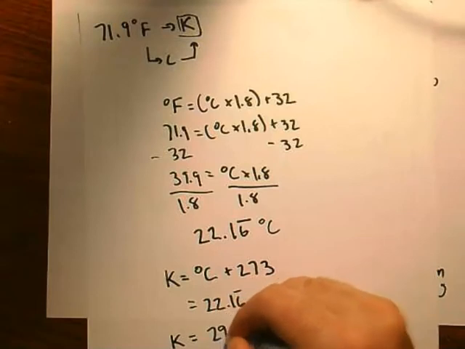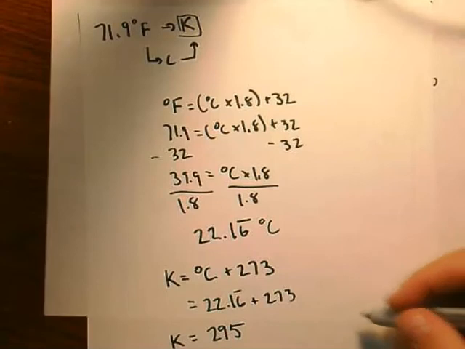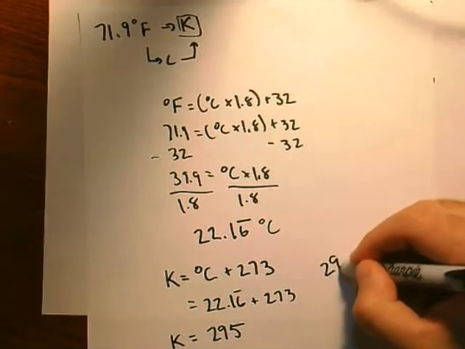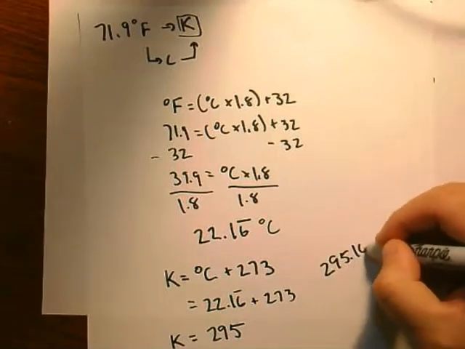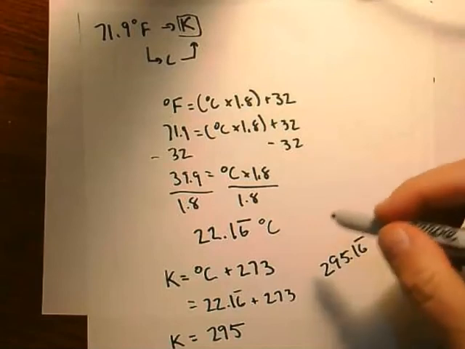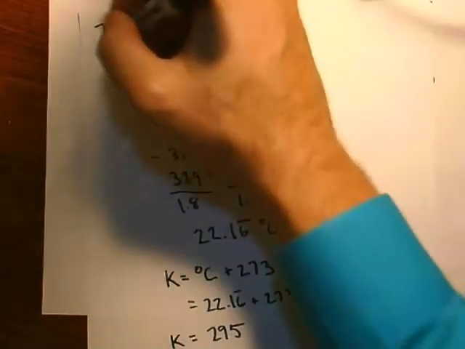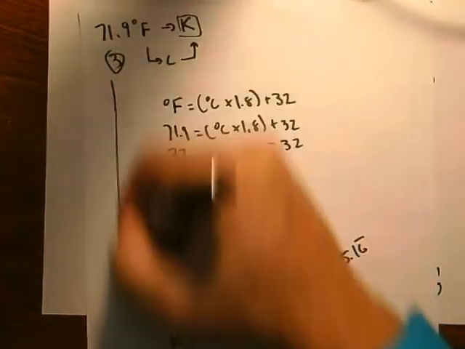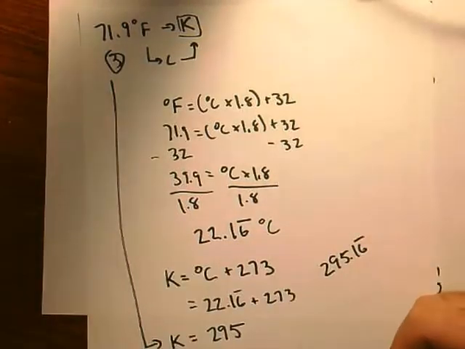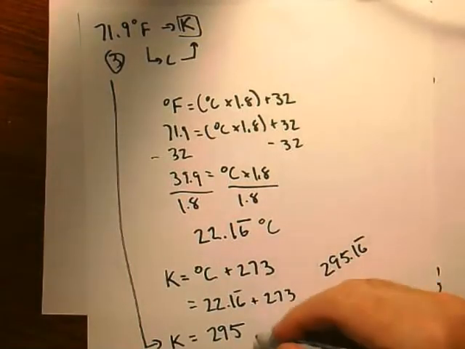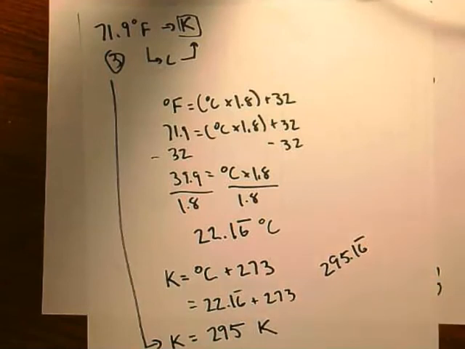equal to 295. The math answer you get is 295.16 repeating, but with significant figures, this has 3 here, so when we come down here, that's 3. And finally, we write Kelvin. Kelvin does not have a degree sign, so don't put the degrees there.